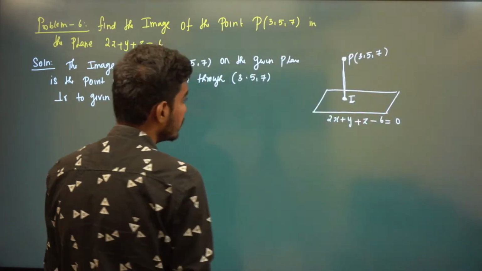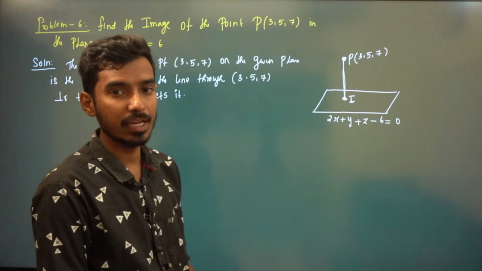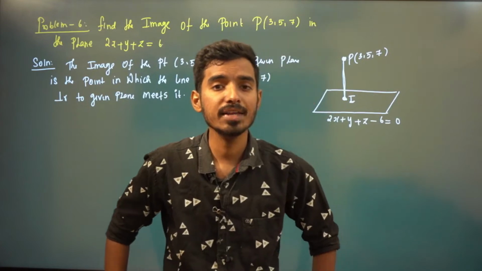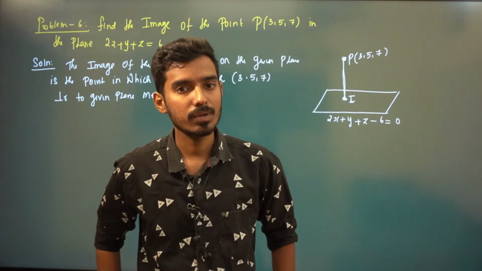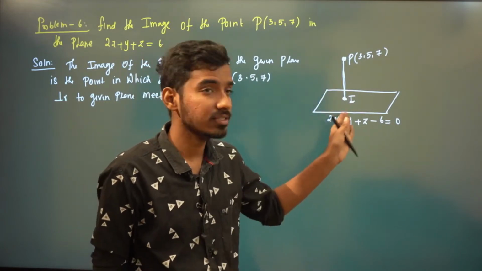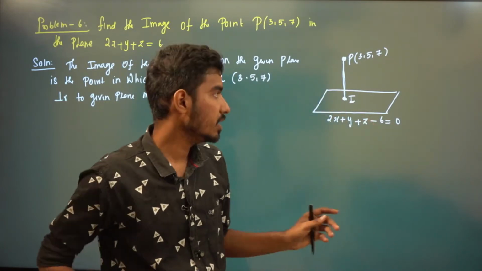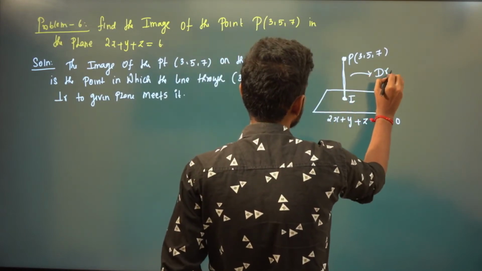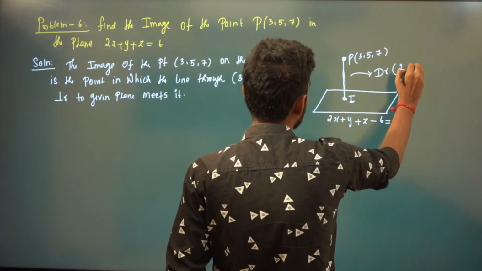Now you can clearly see the equation of the plane is ax plus by plus cz plus d equal to 0, and what are a, b, c? a, b, c is nothing but the direction ratio of the normal. Now we can clearly see this line is normal to the plane. That means the direction ratio of this line is nothing but 2, 1, 1.